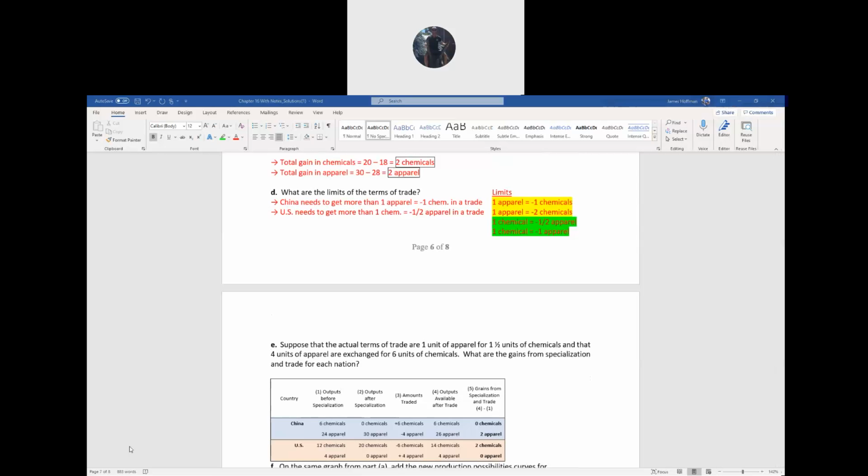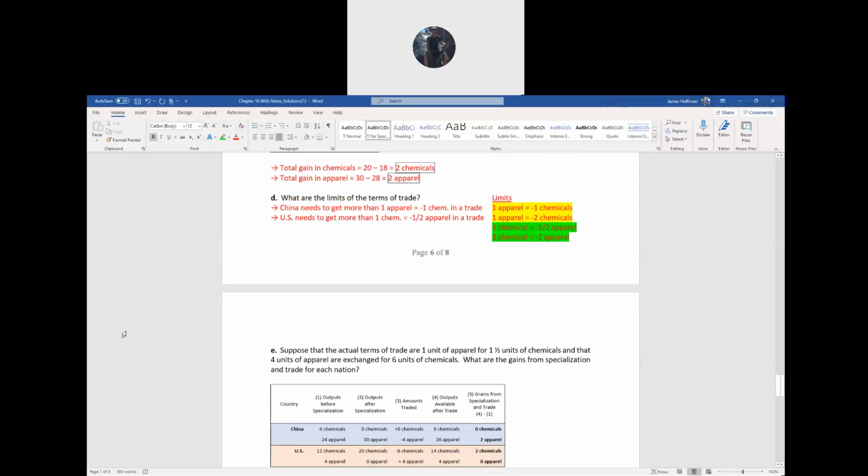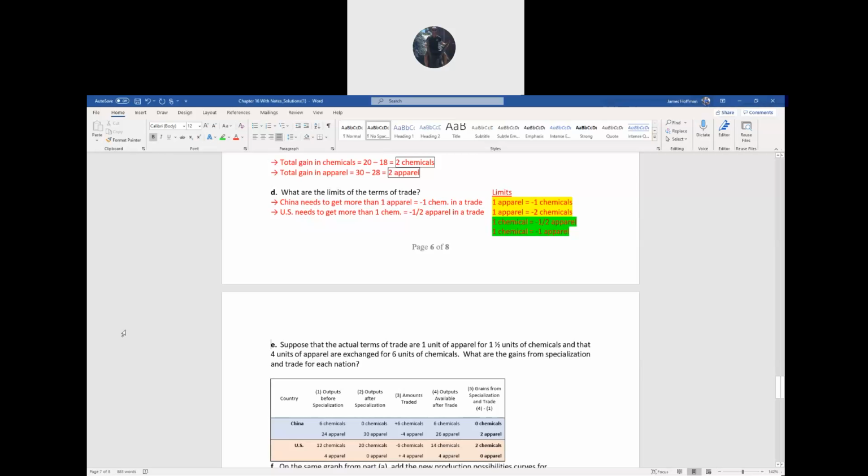So let's do part E. I'm going to give you a trade that's within the limits that you determined. Part E is, suppose the actual terms of trade are 1 unit of apparel for 1.5 units of chemicals. See how that 1 apparel to 1.5 comes in between these limits exactly. So that works because it's in between 1 and 2, right? So that's a good trade for both countries.